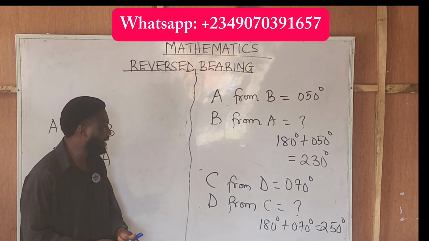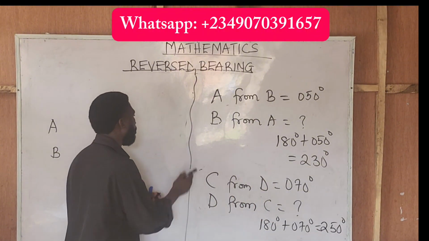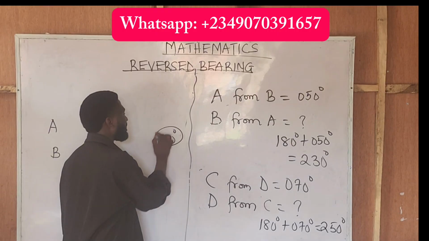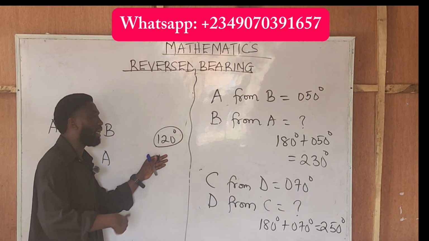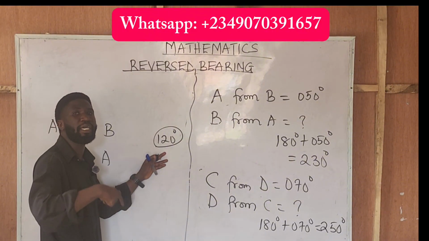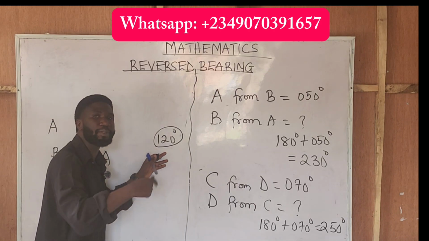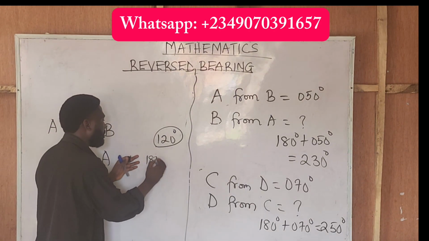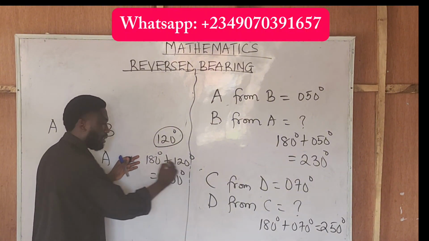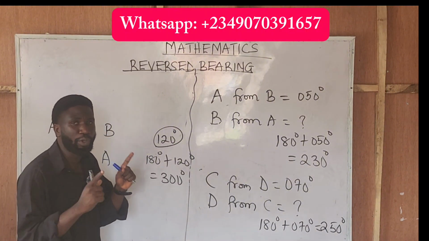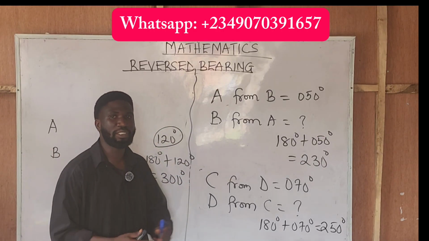So take note, when the bearing given to you is less than 180 degrees, even if you have it to be 120 degrees, 120 degrees is less than 180 degrees. So let's say the bearing of A from D is 120 degrees. To get the bearing of D from A, that will give us 180 degrees plus 120 degrees, and the answer there will be 300 degrees. I hope you understand. So please do well to take note of that. So let's use the other method in answering this question.